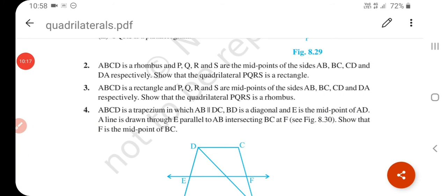So let's see question number 2. ABCD is a rhombus. P, Q, R, S are the midpoints of the sides AB, BC, CD and DA respectively. Show that the quadrilateral PQRS is a rectangle. So let's draw a rough figure. Okay.